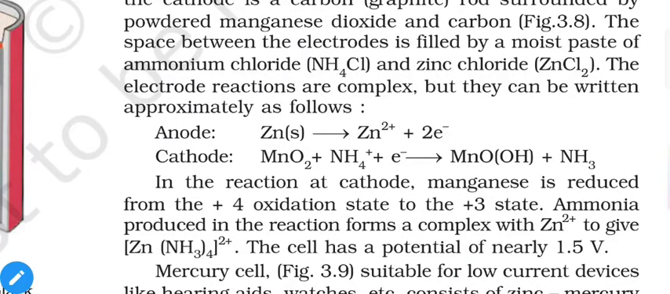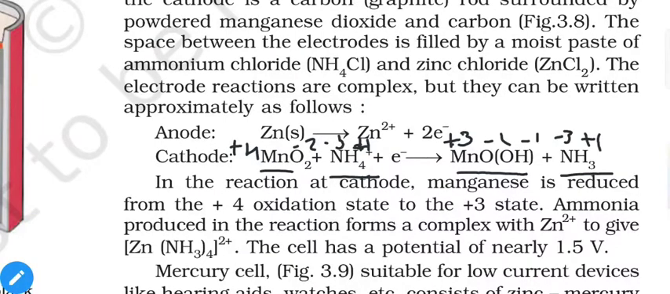The oxidation state of Mn before the reaction is +4, and oxygen will be -2. In NH4+, nitrogen will be -3 and hydrogen will be +1. So these are the initial oxidation states. After the reaction, we have MnOOH, that means OH contains -1 oxidation state, oxygen contains -2, so Mn must be +3. And in NH3, again the same oxidation states, -3 and +1, will be observed.